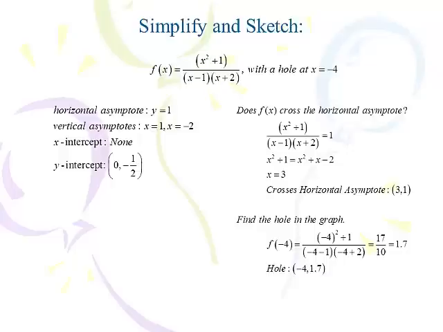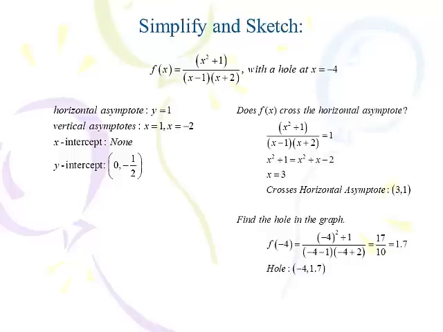Y-intercept. Put 0 in for x in the function, and look what happens. You end up with negative 1/2. So we have a y-intercept at 0, negative 1/2. Does the function cross the horizontal asymptote? Set the function equal to 1, multiply by the denominator, and you'll notice the x squareds cancel out. The lead terms always cancel out. Add 2 to both sides, and x equals 3. So we have a horizontal crossing at 3, 1.